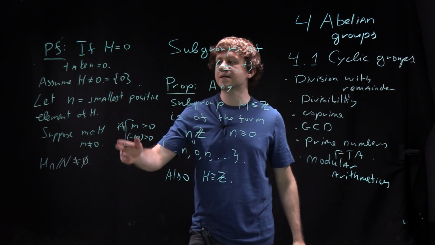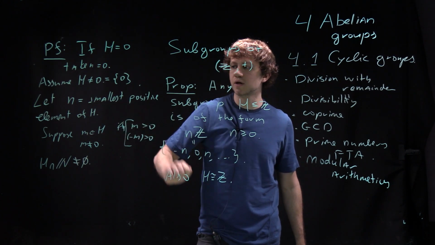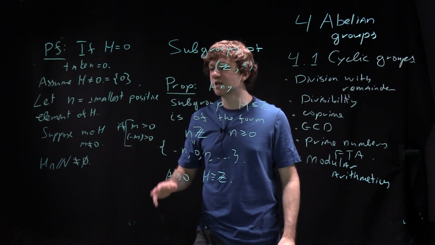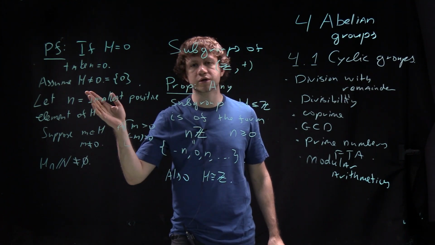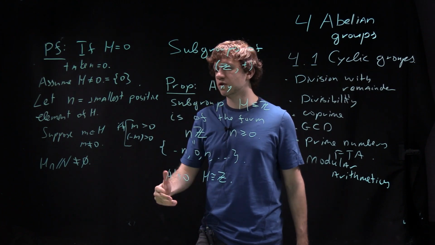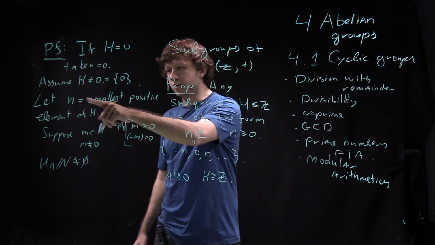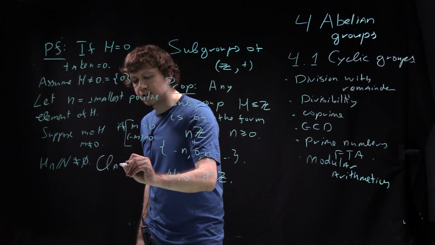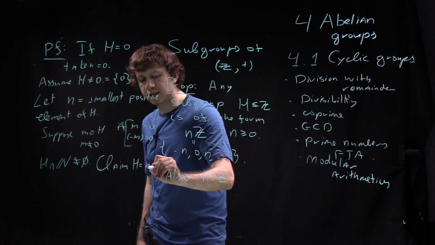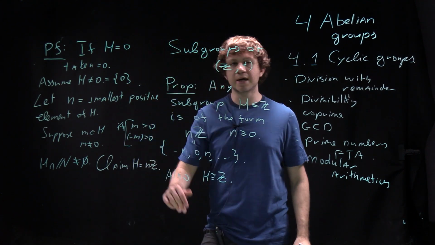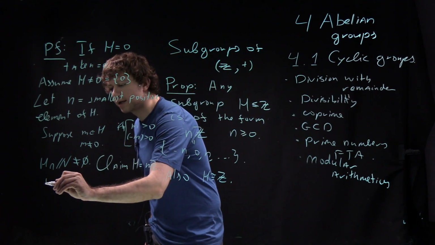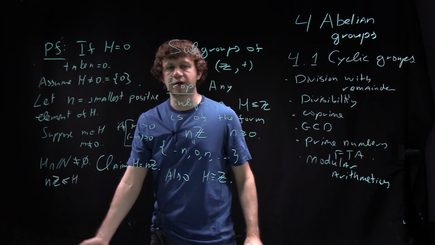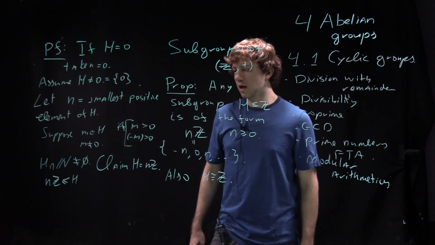And then the fact that there exists a smallest positive element is a reformulation of the induction principle. It's called the minimal element principle. Every subset of positive integers has a smallest number. And one can show that this is equivalent to induction. So let n be that one. So the claim is that, of course, H is this nZ. Okay, why is it the case? So obviously nZ is inside H, and the reason is just because n is inside H, you multiply it by any number, it's inside H.